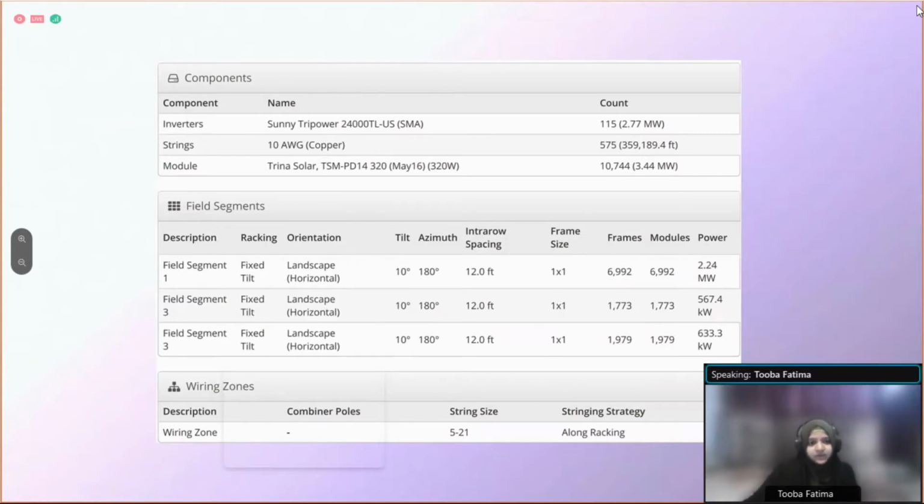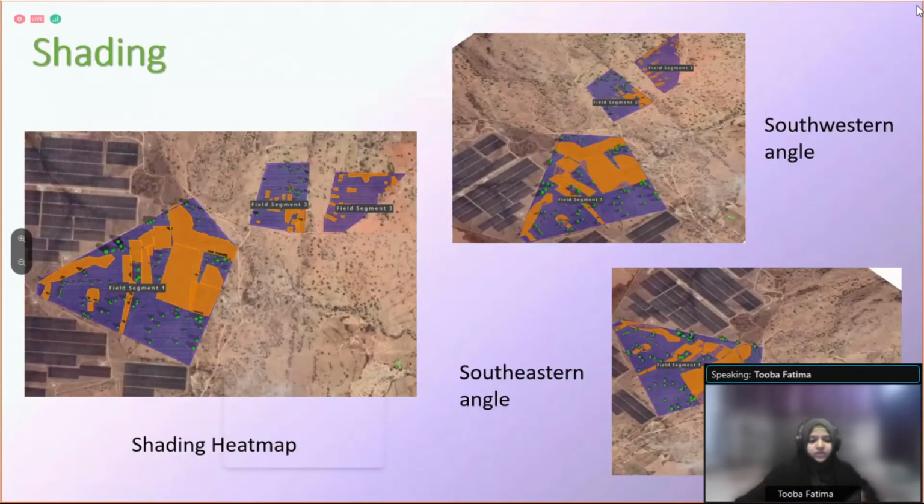The frames in field segment 1 were 6,992, in field segment 2 were 1,773, and in field segment 3 were 1,979, producing a power of 2.24 megawatt, 567.4 kilowatt and 633.3 kilowatt respectively. And now coming to the shading part.